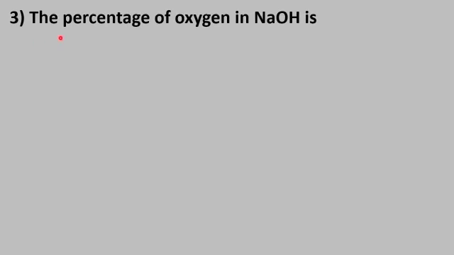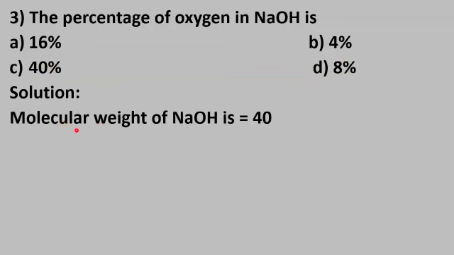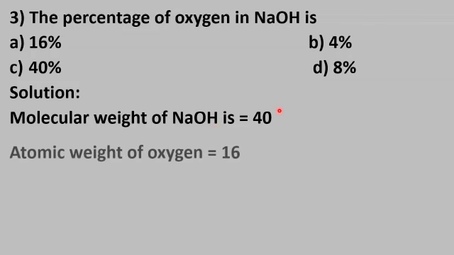Question number 3. The percentage of oxygen in NaOH is option A 16%, option B 4%, option C 40% and option D 8%. Solution. So molecular weight of NaOH is 40, that can be calculated by adding atomic weight of sodium, oxygen as well as hydrogen, that is 23 plus 16 plus 1, it is equal to 40.